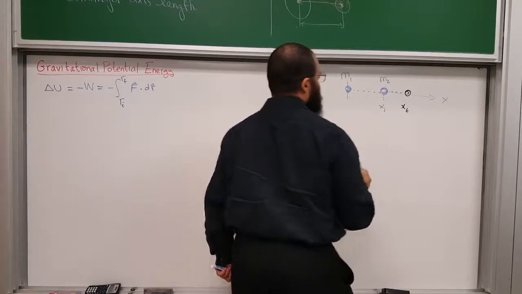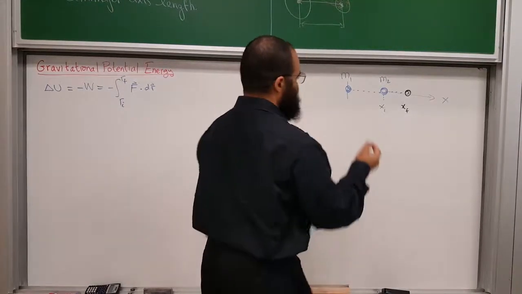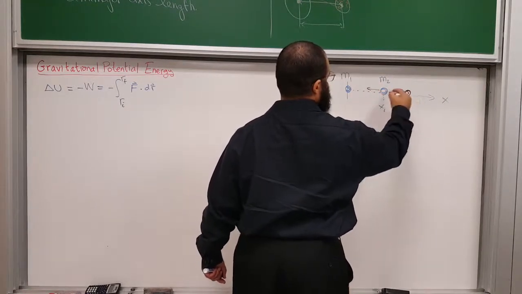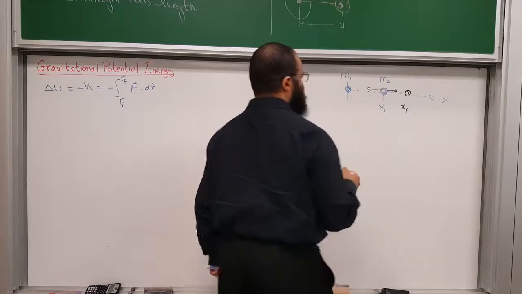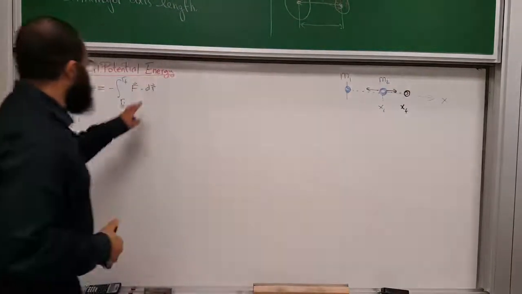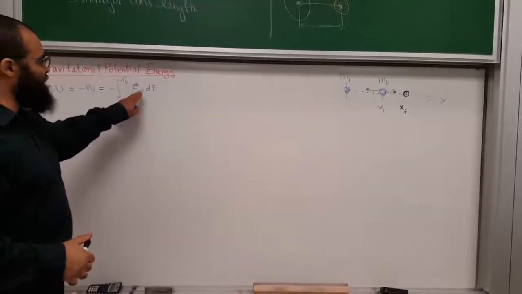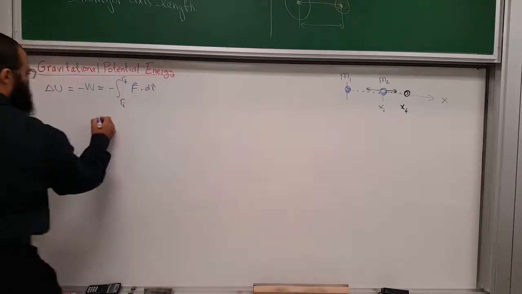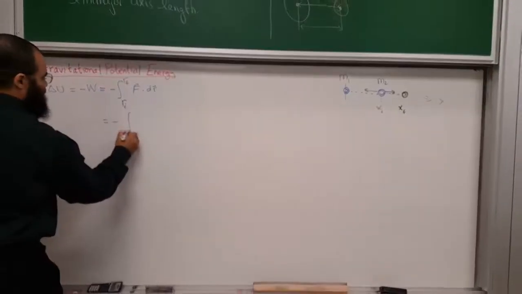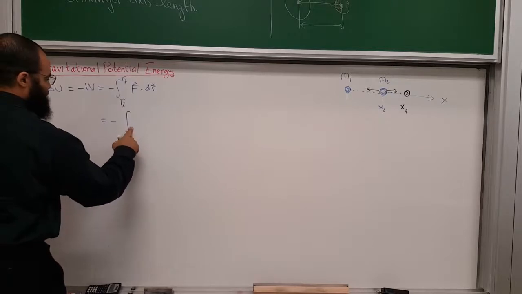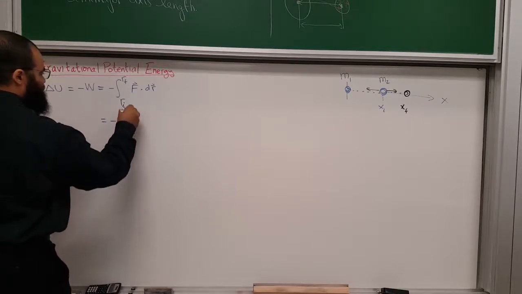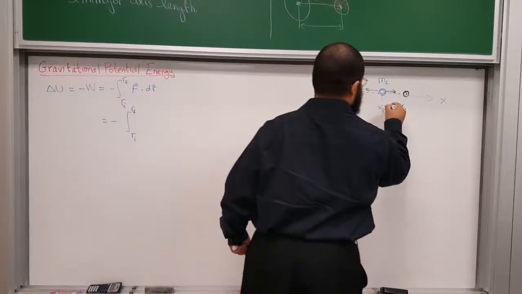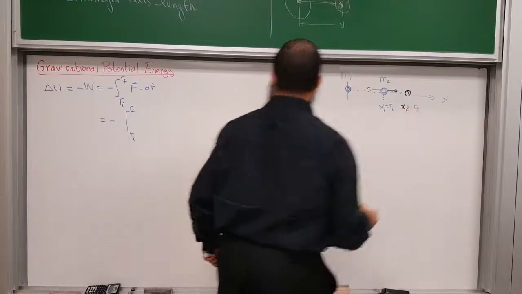And so what would be the work done? Well, the force on 2 due to 1 is this way, and the motion is this way, so there is a 180-degree angle between them. Since they're oriented along the x direction, let me do it specifically for our problem: it would be negative the integral from r initial to r final, where x initial is equal to r initial, and x final is r final.